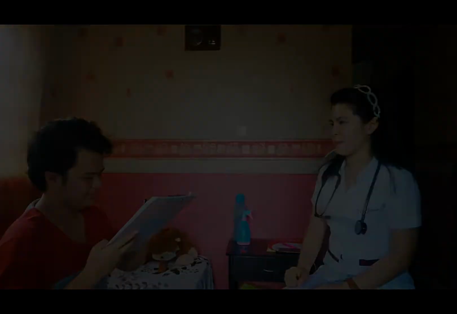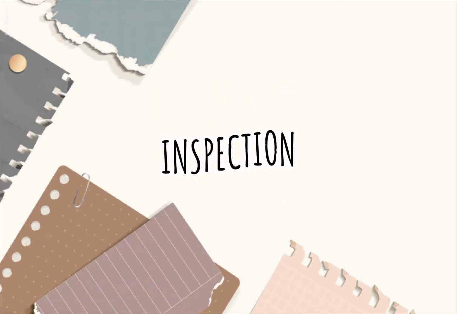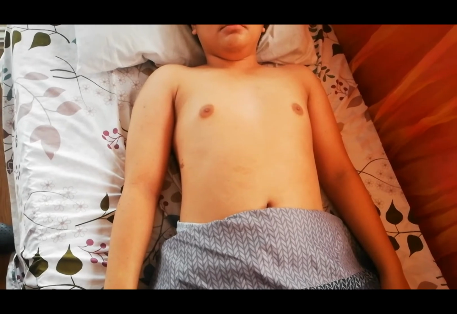I'm going to examine your abdomen. Do you have any questions about that? Okay, that's good. So before we start, please sign this consent form. Inspect for color, scars, striae, dilated veins, rashes, symmetry, and visible pulsations.